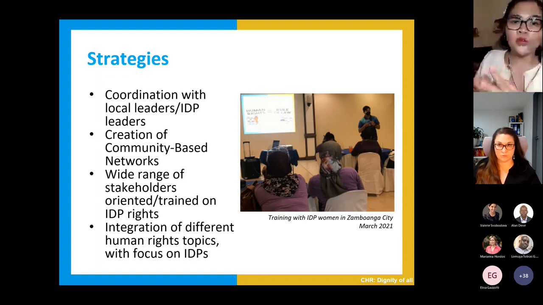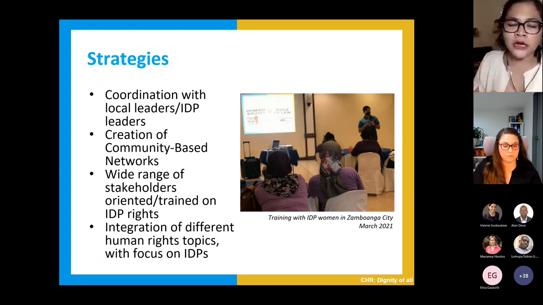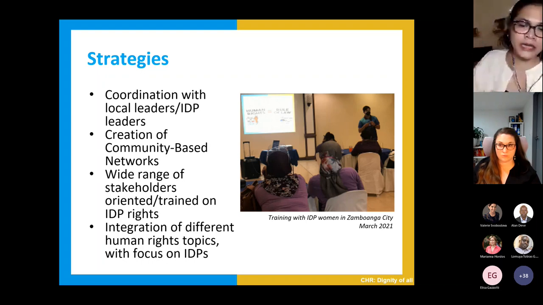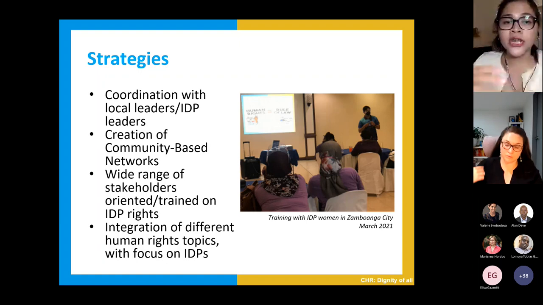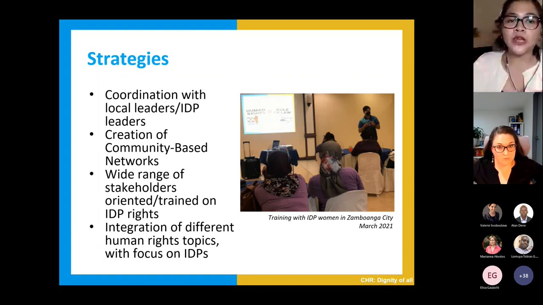So first, we do coordination with local leaders and IDP leaders. The local government executives, for example, are also involved in the different activities. They are briefed on the IDP issues in their areas, as well as local leaders at the barangay level, which in the Philippine governance structure are the closest to the communities. So at the barangay level, leaders are also trained on IDP rights. So they're also part of this process, not just the IDPs.